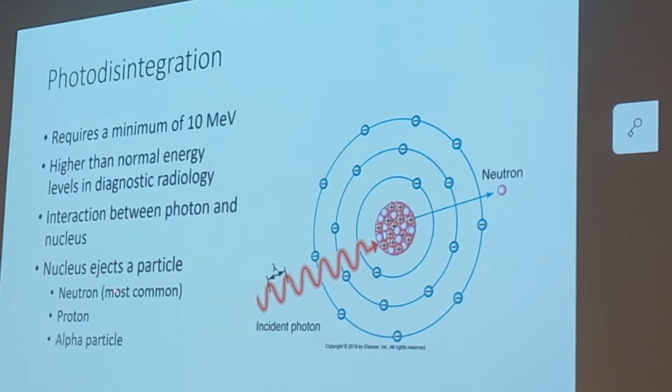And so the nucleus ejects 3 particles, okay? A neutron, a proton, and an alpha particle, okay? It's a key factor. Highlight this, okay? This is gonna be important. So, Rick, think about it. Inside the nucleus of an atom, what do we find in the nucleus of an atom?